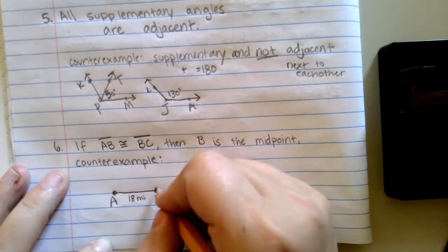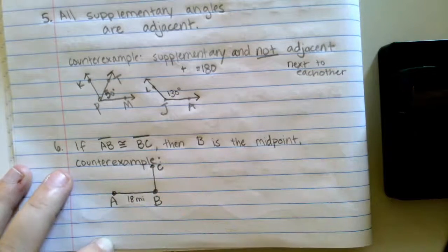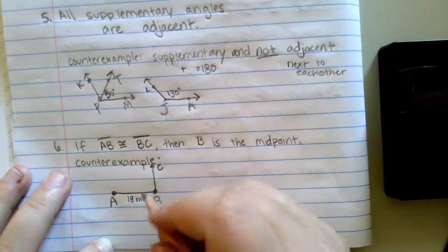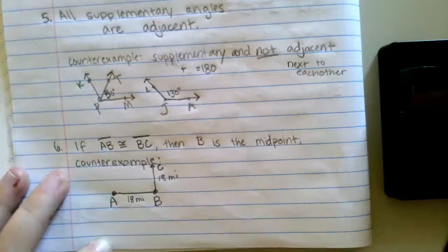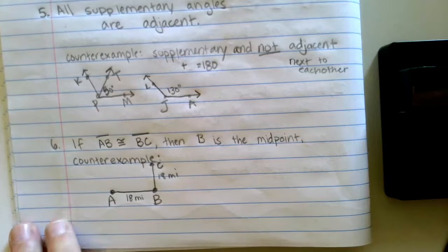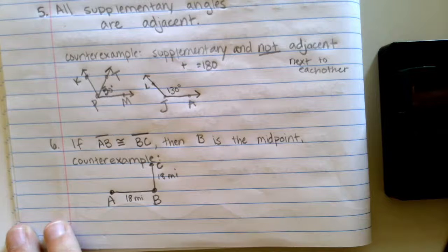Yeah, I could go up. Put C up here. I would have gone down probably if I would have thought about that because I kind of ran out of space. That's 18 miles. Are those two segments congruent? Are they the same? They're both 18. They don't look the same because I did a really bad picture, but I wrote 18 next to it, so they're the same.